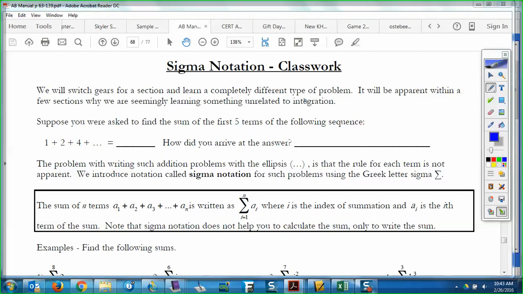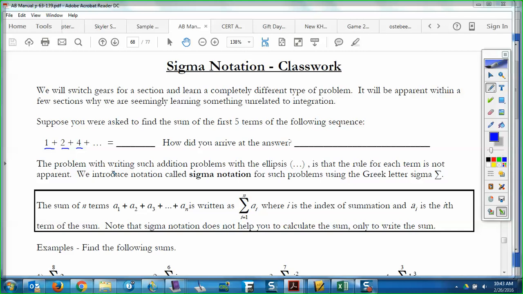All right, switch gears for a second, a completely different problem. It'll be apparent in a few seconds why we're learning this, seemingly unrelated to integration. That's what I just talked about. So let's say we were going to find the first 4 terms of this sequence. 1 plus 2 plus 4 plus ... equals blank. How did you arrive at this answer?